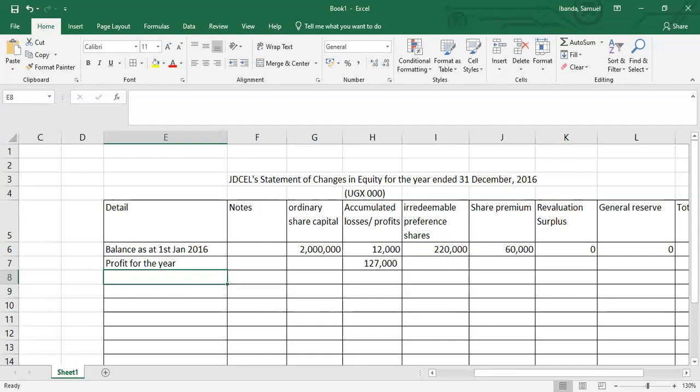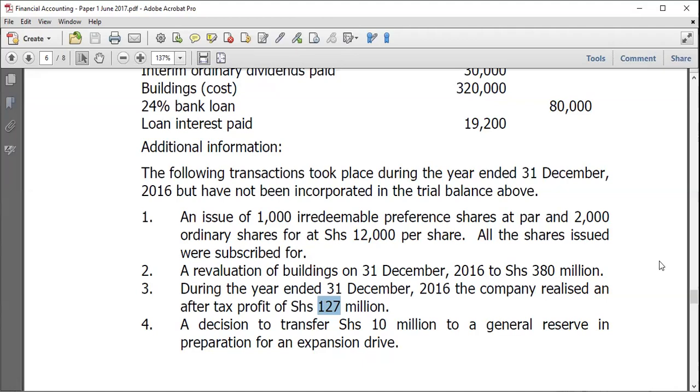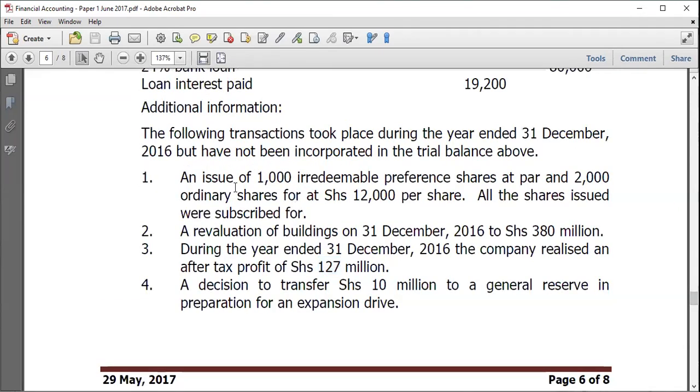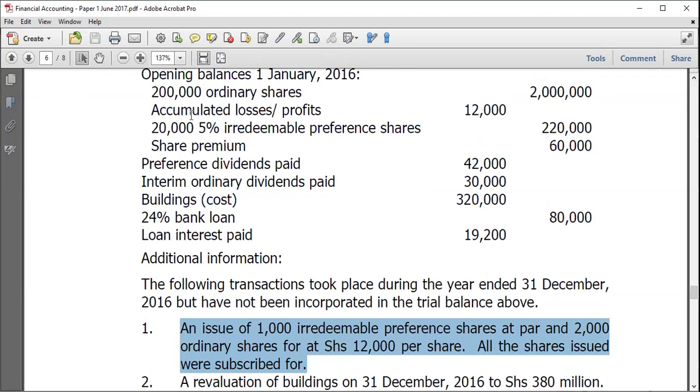So then we have to look at other things that happened as well. They're telling us that there was an issue of 1,000 irredeemable preference shares at par. Now, when they say at par, the par value of our irredeemable preference shares is this 20,000. So if they issued 1,000 at par, it means the share capital that comes from these irredeemable preference shares will be 1,000 times 20,000, which is 20 million.